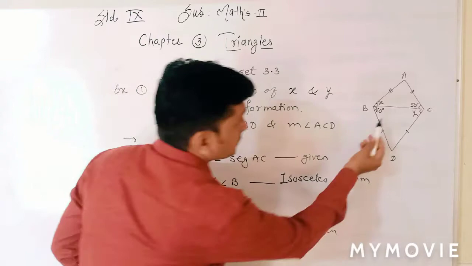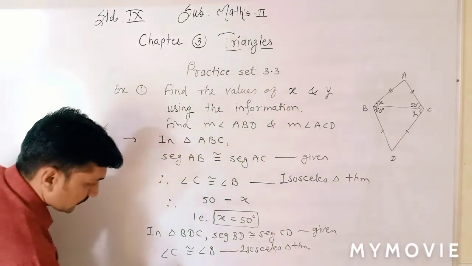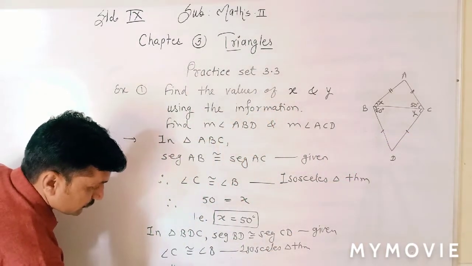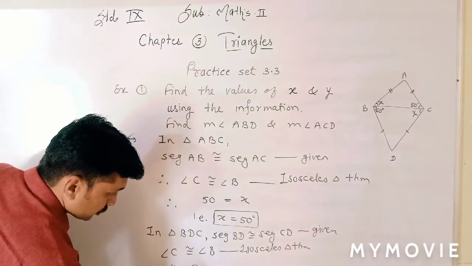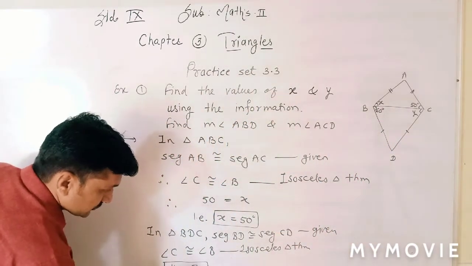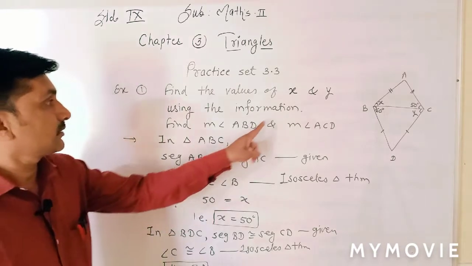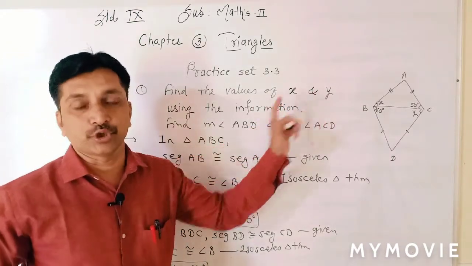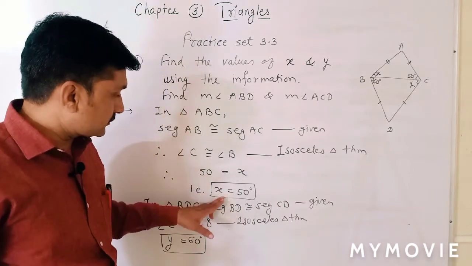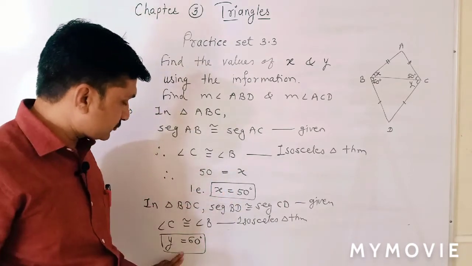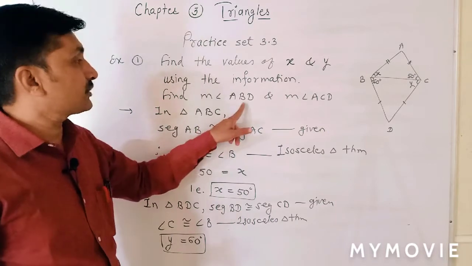Now write their names. Angle C means y is equal to, and angle B is 60. Therefore we got y equal to 60 degrees. X and y we got. Now we have both values: x is equal to 50 and y is equal to 60. Now we want angle ABD.